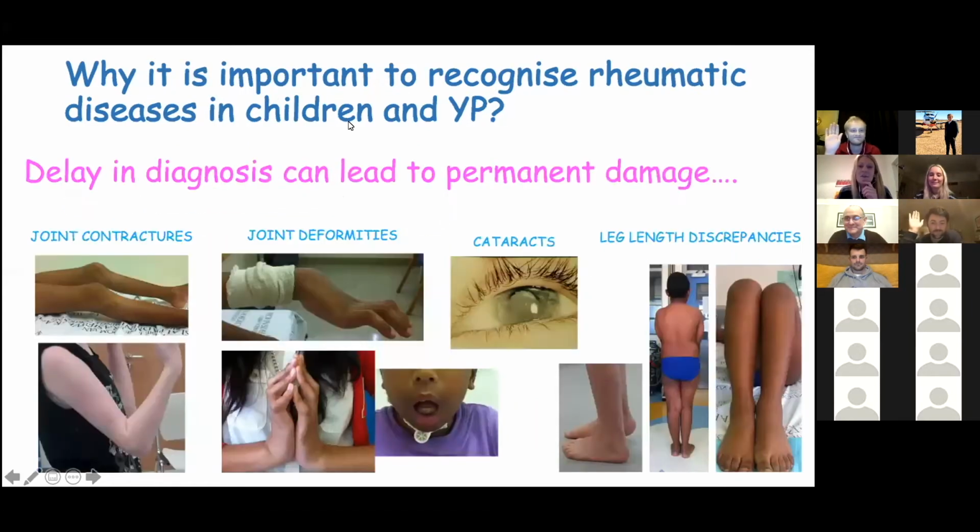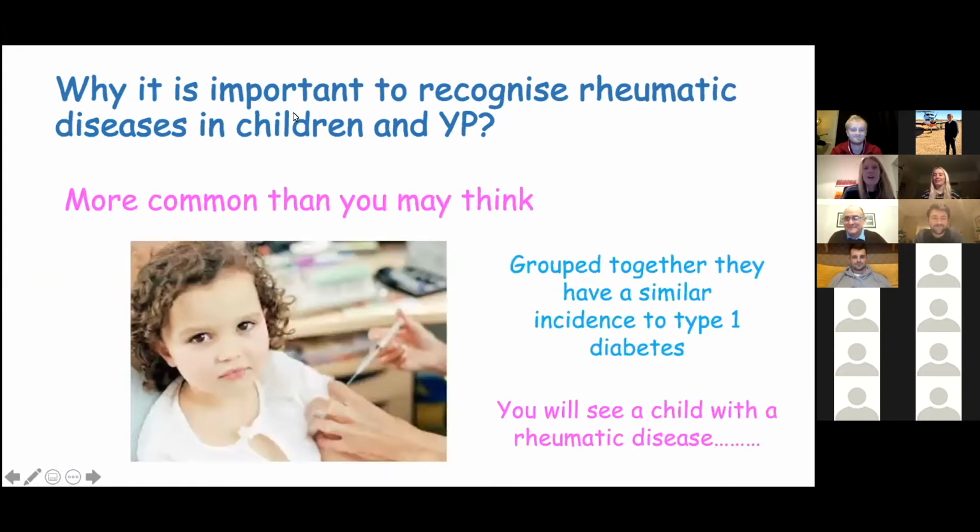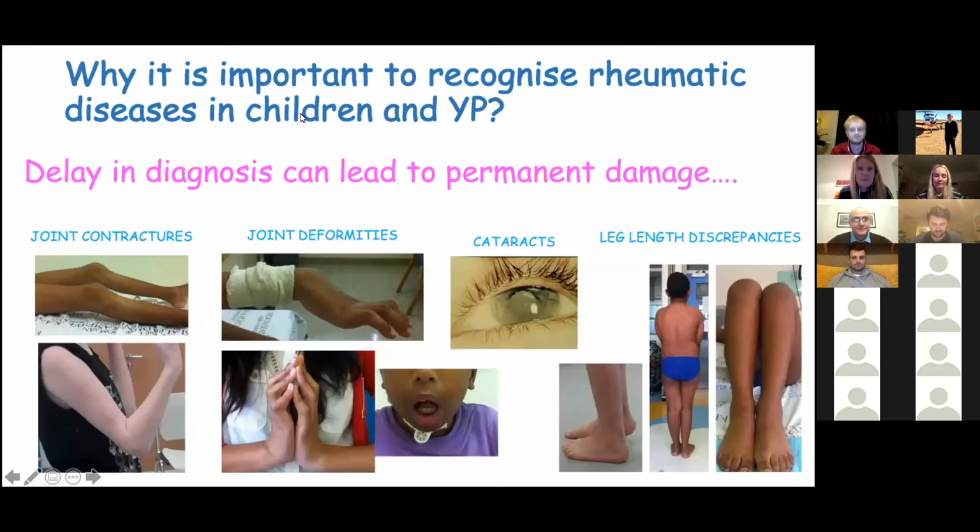Okay, so this is something you really need to know about. If there's only 4 people in the room who have heard about paediatric diseases, they're actually far more common than you might think. And grouped together, they've probably got about the same incidence of type 1 diabetes, and I'm sure you've all seen someone with diabetes. So in your time, you will see someone with a paediatric rheumatic disease.